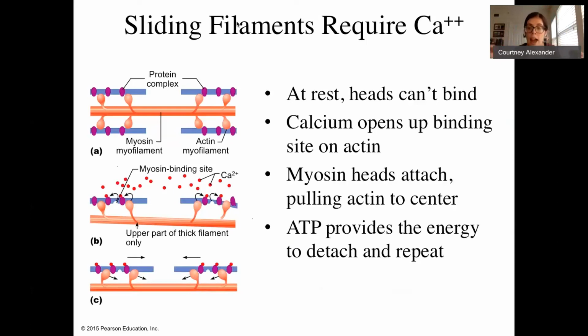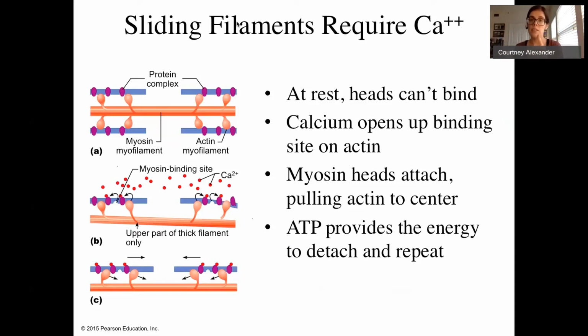That action potential, that movement of charge, is going to open up the sarcoplasmic reticulum and release calcium into the muscle fiber. The calcium is going to open the block on actin. All of a sudden, the myosin can grab and pull to the center. It will use ATP to let go and grab again. And it will repeat this process until the acetylcholinesterase breaks down the acetylcholine and we turn the signal off.